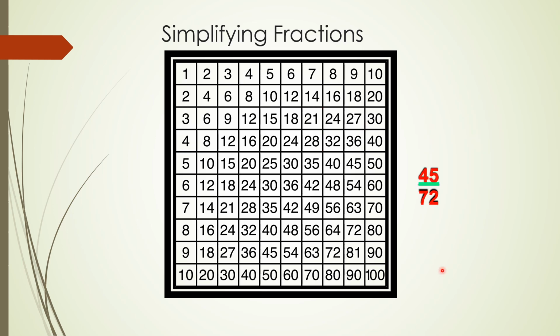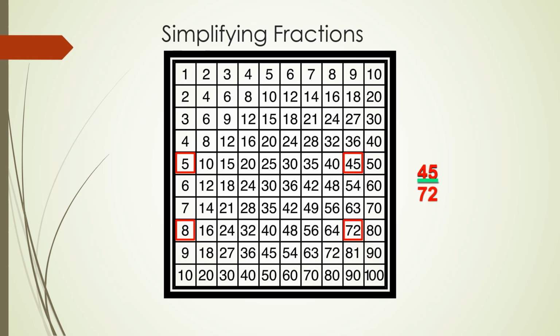Now let's simplify the fraction 45 by 72. The first step is you identify where is 45 and where is 72 and you circle them. 45 by 72. So 45 here and 72 down. After leaving 2 rows, we have 72. So just circle the numbers with any color pencil and you can keep it.